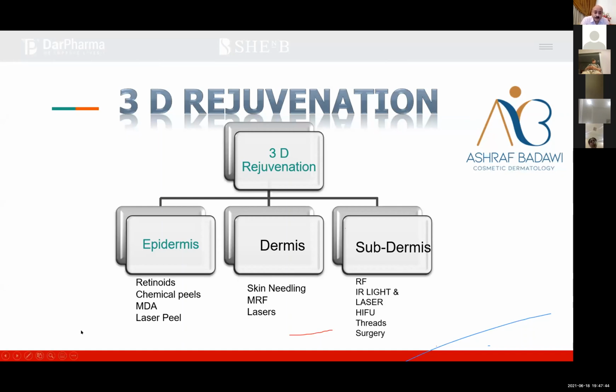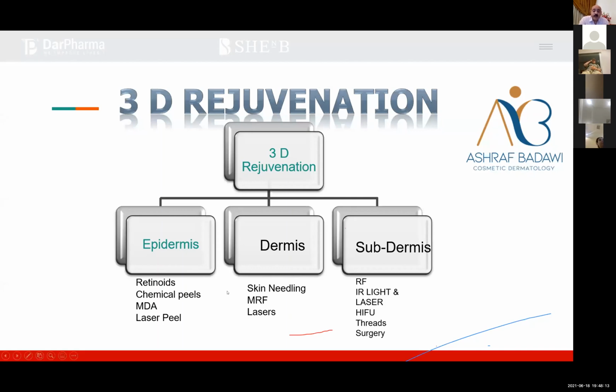Finally, you can do laser peel. Laser peel is removing part of the epidermis. However, this requires very good preparation and very good care of the skin afterwards. Otherwise, we are going to end up with hyperpigmentation. So those are the different tools which we can utilize in order to improve the epidermis. Everyone should select one of them according to the expertise and the tools available at the clinic.